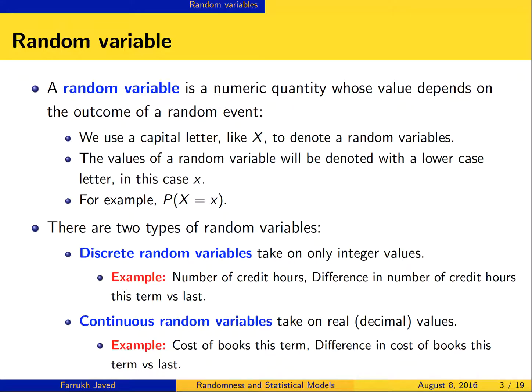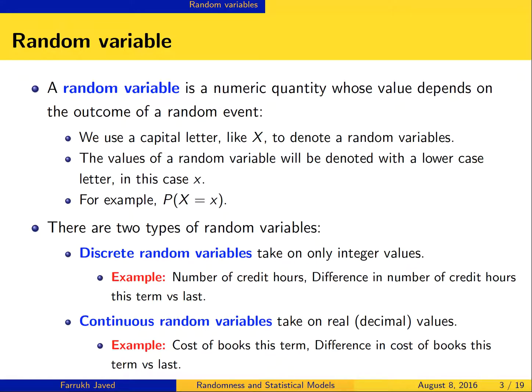So if a variable is random, remember that a variable is something which is changing with time. And if that particular unit has some randomness or chance attached to it, we call it a random variable. A random variable is a numerical quantity whose value depends on the outcome of a random event. Any variable which is associated with some chance, we simply call a random variable.